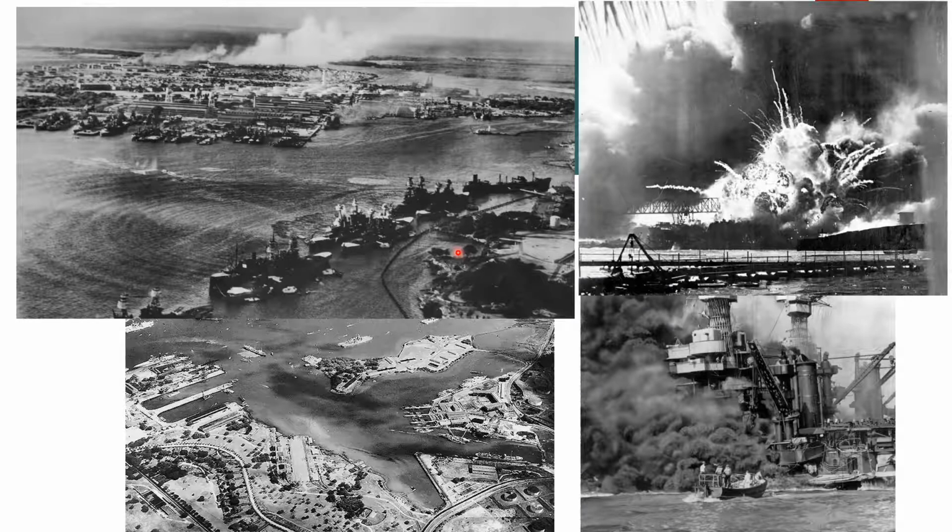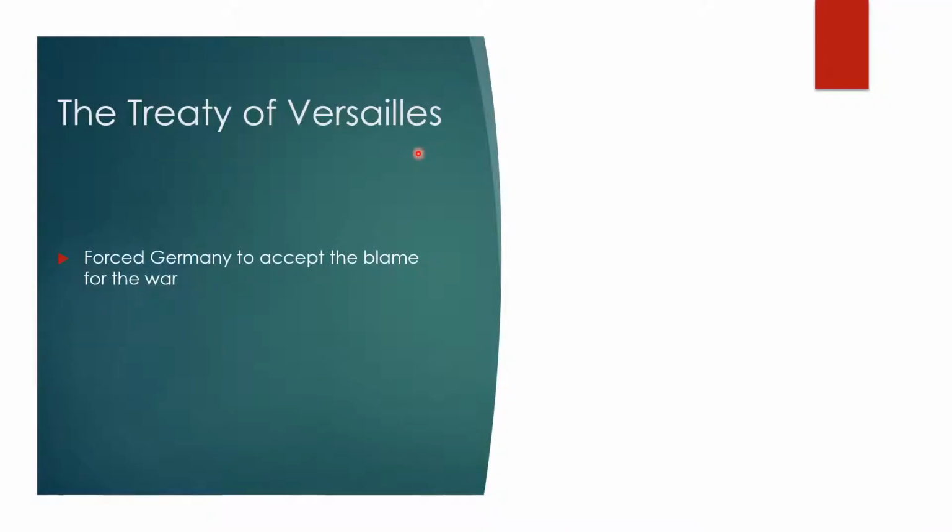Today we're going to look at the 7 main causes of World War II. First one is the Treaty of Versailles. Second is American isolation. Third is the Great Depression. Fourth is the rise of totalitarian dictatorships. Fifth is appeasement. Sixth is expansionism. And seventh is nationalism. So Pearl Harbor did not cause World War II.